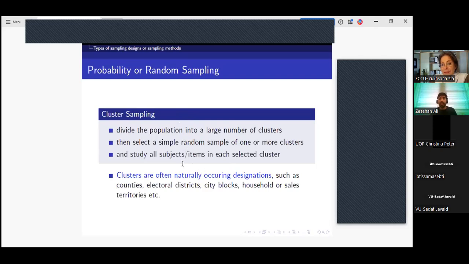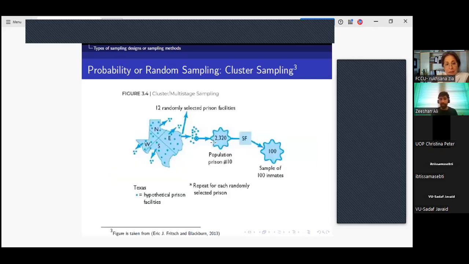In that situation, we usually divide the population into a larger number of clusters, then select a simple random sample of clusters, and then study all the units within the selected cluster. And this is how we can visualize cluster sampling. For example, there are north, east, west, so we have different clusters here. We pick one of the clusters, and then we study that cluster further in depth.